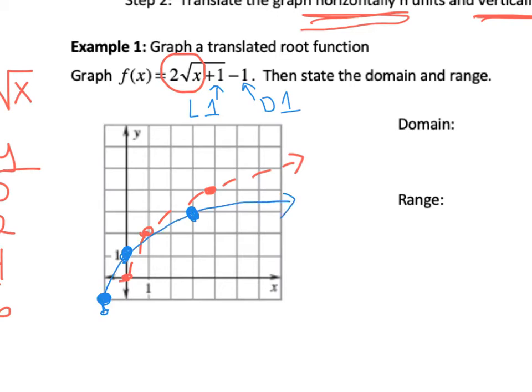Ta-da! I graphed a square root function. It's always going to look like half of a sideways parabola, because parabolas are x squared, and a square root and x squared are inverses. Alright, now on to our domain and our range. So this graph started at -1 and went to positive infinity for my x values. And the first y value I plotted was also at -1, and then that also went to positive infinity.